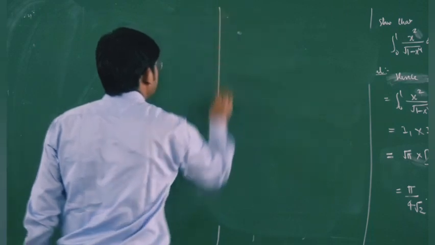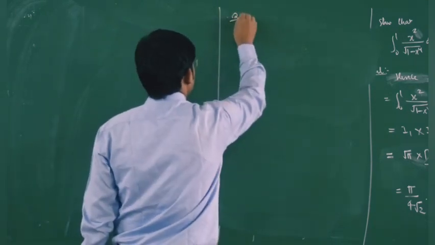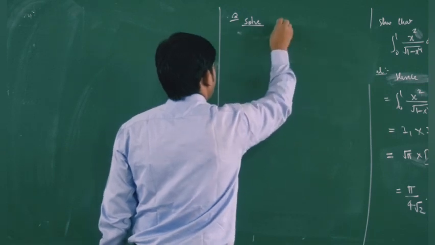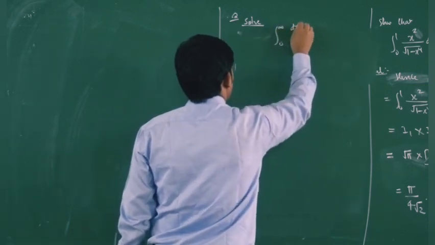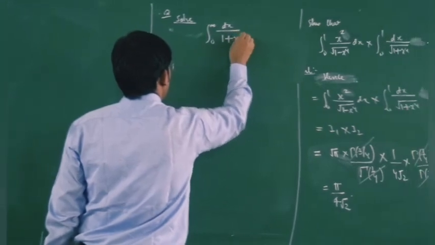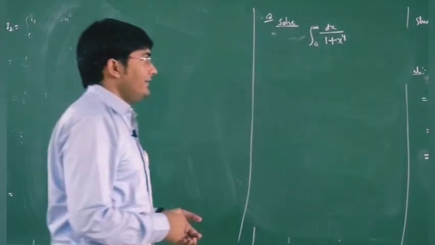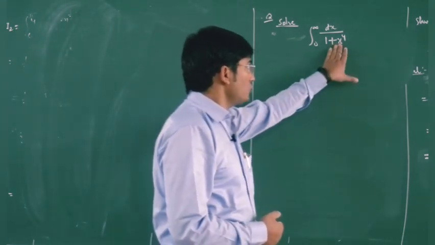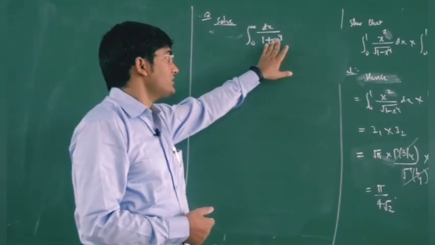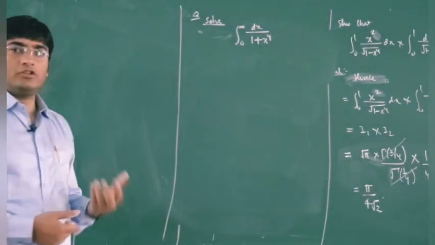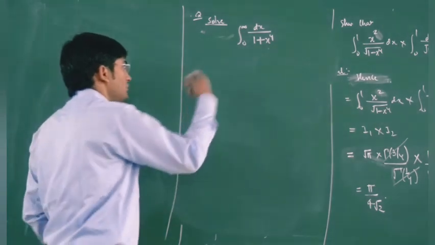Then question, solve the integral 0 to infinity dx upon 1 plus x power 4. Let us solve this integral. Again we have two choices, either you can assume x square as tan theta, or you can directly solve it with the help of the definition of beta function. So I am using the definition.